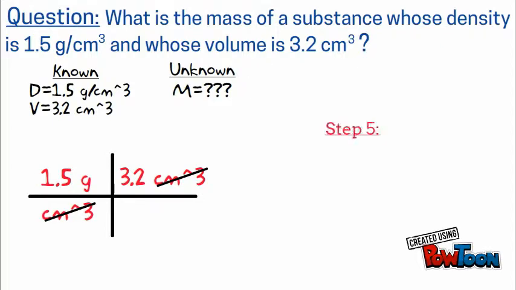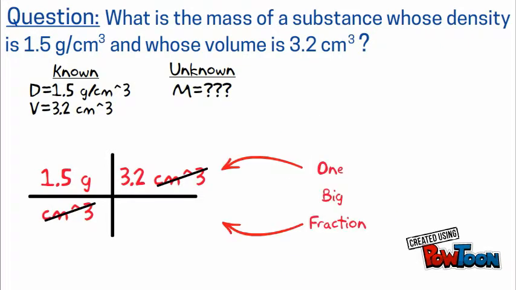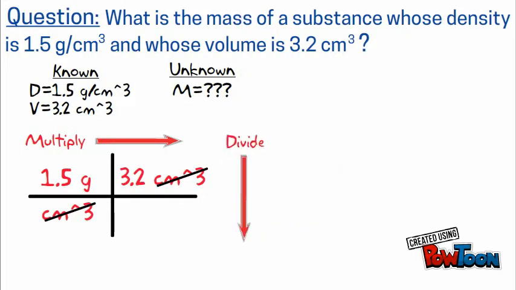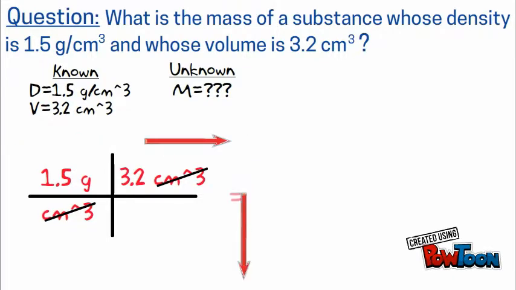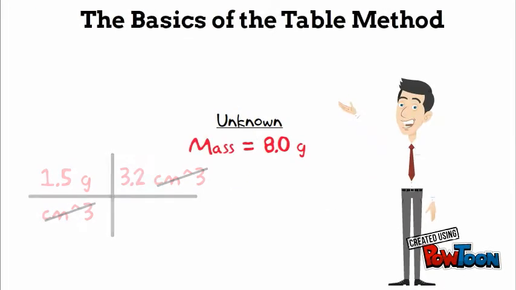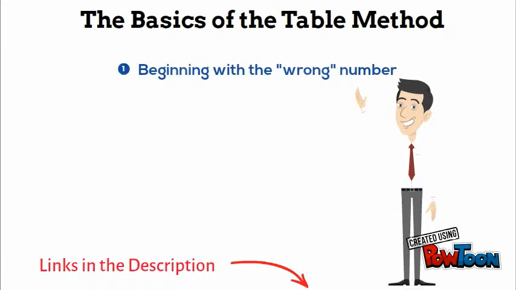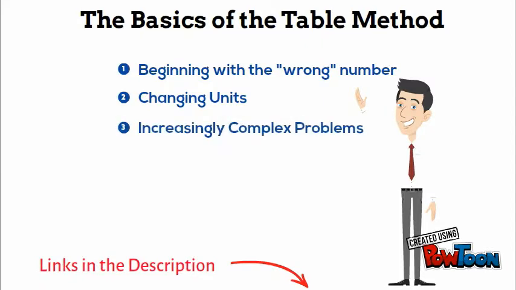So now let's go to step 5 in the problem solving method and solve the equation. We have a table, which is actually a giant fraction. Simply multiply all the values above the line and divide by every number below the line. We carry the units that we have left, and we have 4.8 grams. Now don't forget significant figures, there's 2. So these are the basics of the table method. Check out the following videos as they will show you what to do when you start with 3.2 cubic centimeters instead of 1.5 grams per cubic centimeters, if you change units, and do increasingly harder problems.